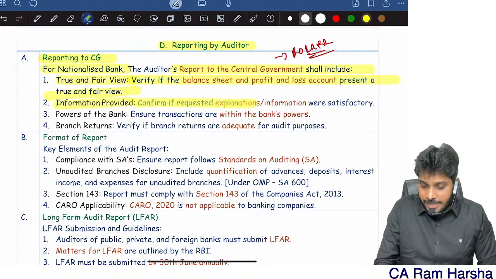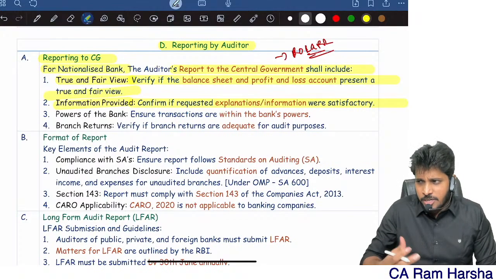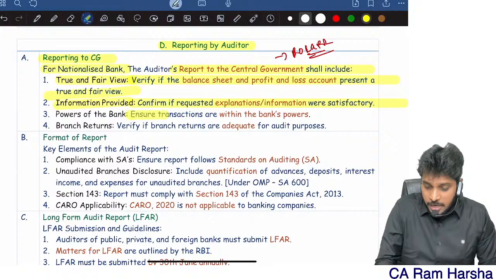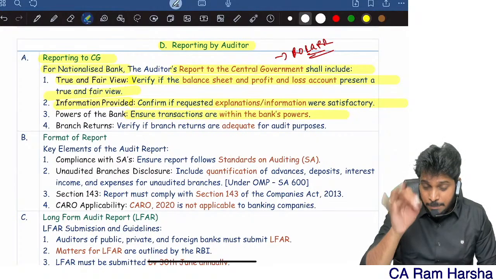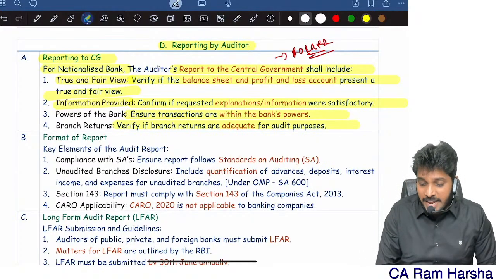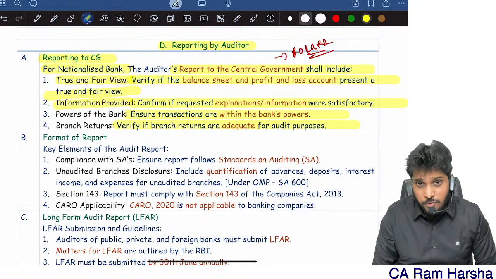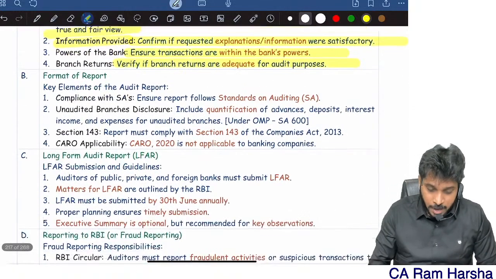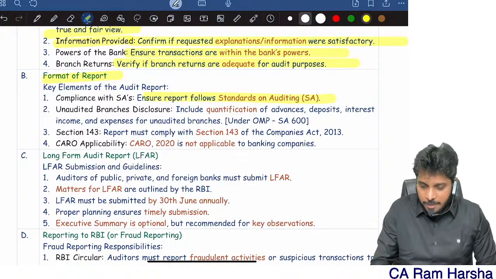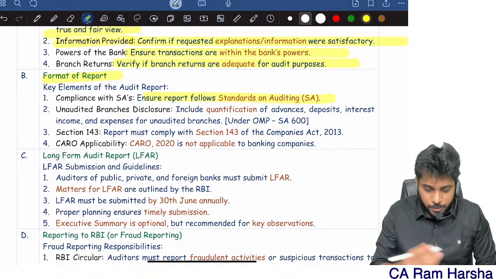He also comments on whether explanations and information were obtained, since the statutory auditor asks for so much information, whether he is getting proper information or not. Ensure that transactions are within the powers of the bank, and verify whether branch returns are adequate for the purpose of audit. He needs to comment on all this. As for the format of audit report, the same SA 700 format will be there.